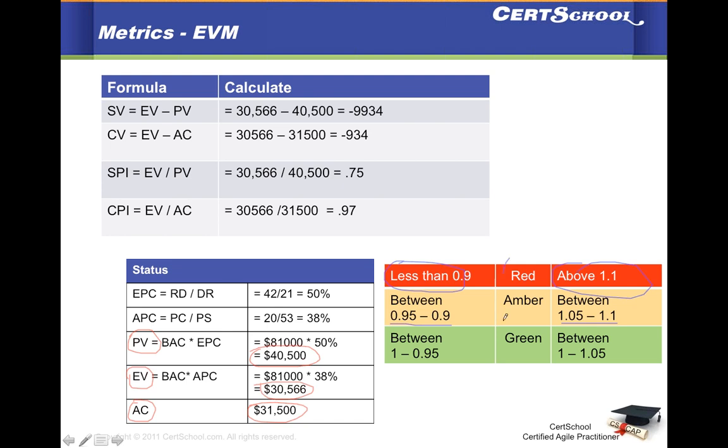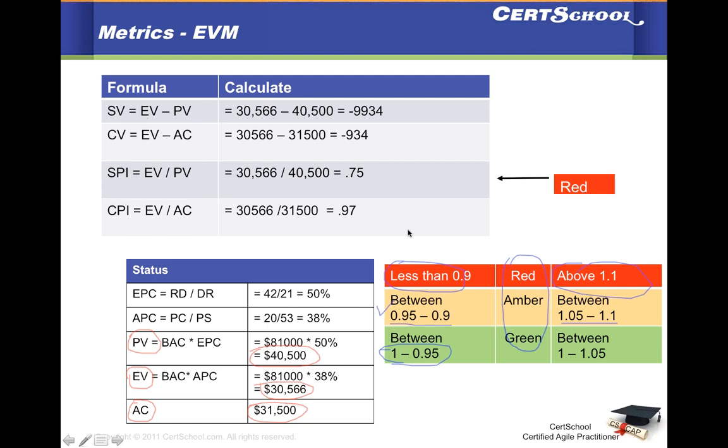Okay, this is also called a RAG chart: red, amber, green. Very standard way of looking at things in three categories. What is it that needs immediate attention? What is coming, what is a warning right now? And what is it that you don't need to worry about? And the green is if you have it between 0.95 and 1, and so on.